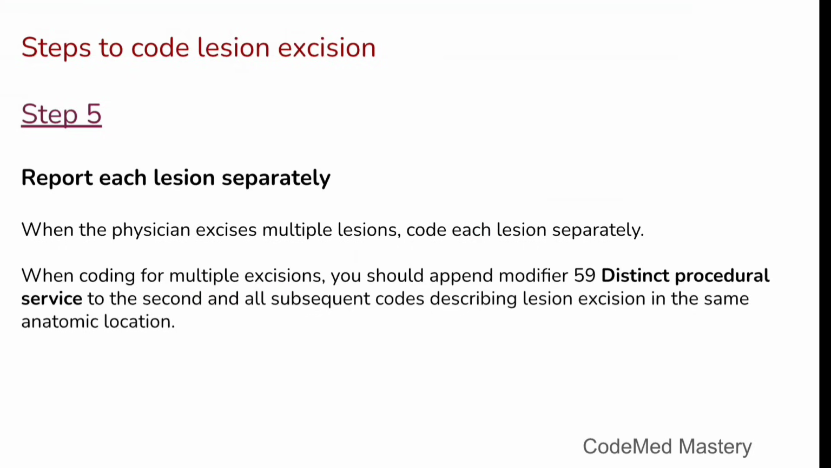Next is step 5. Report each lesion separately. When the physician excises multiple lesions, code each lesion separately. When coding for multiple excision, you should append modifier 59, which is distinct procedural service, to the second and all subsequent codes describing lesion excision in the same anatomical location. Please take a note of this. We are done with step 5.